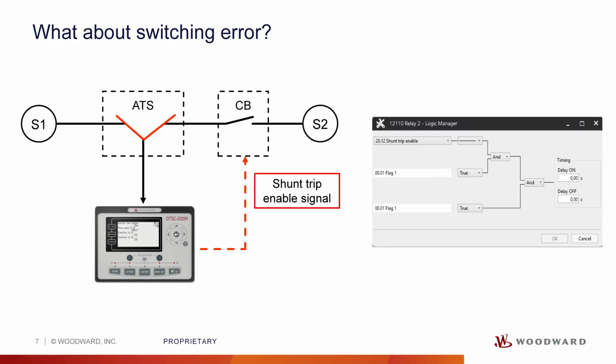In such a situation, it is necessary to provide an external circuit breaker to disconnect the source from the load to prevent a continuous parallel time. In this case, it is possible to configure a discrete output of the DTSC-200A to energize when the shunt trip signal is enabled using the Logics Manager. The DTSC-200A provides a shunt trip enable signal, which is enabled if the unit fails to open the transfer switch from both sources. The discrete output will then open an external circuit breaker to disconnect the source from the load.